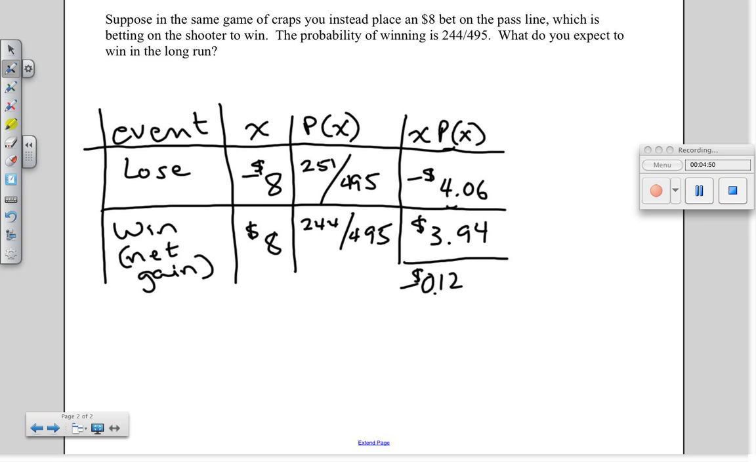So now the question is, which of the bets is better? Given that you will lose less on the pass line bet, it is better to do that bet, even though you will win a greater amount of money on the yo bet. In the long run, you will actually lose more money on the yo bet.